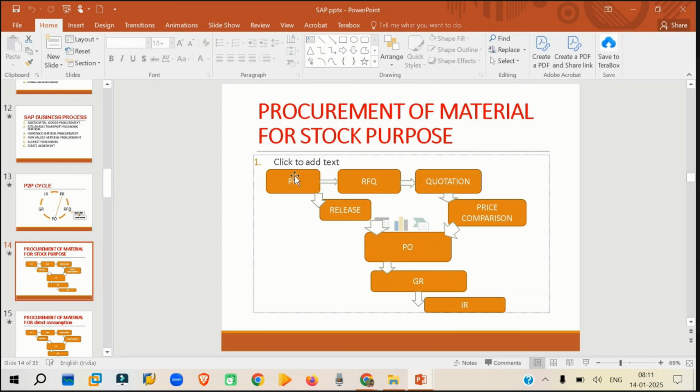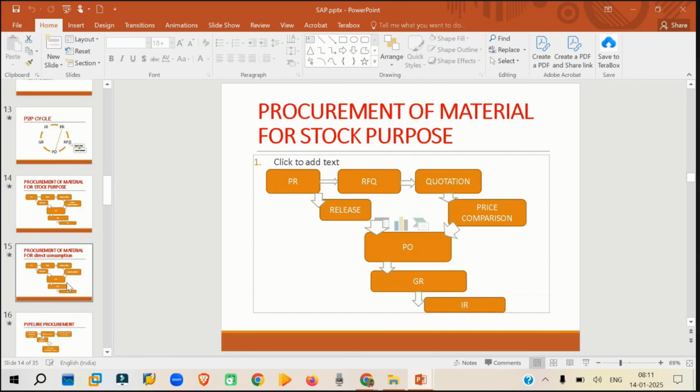So there will be a purchase requisition, a request for quotation, and price comparison. Then based on that price, you will select a vendor and create a PO. If the vendor is known, you can directly create a PO with respect to the PR. Then you will do the GR, then the IR. So this is the stock purpose.